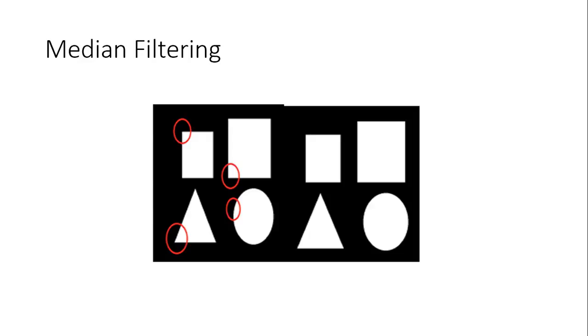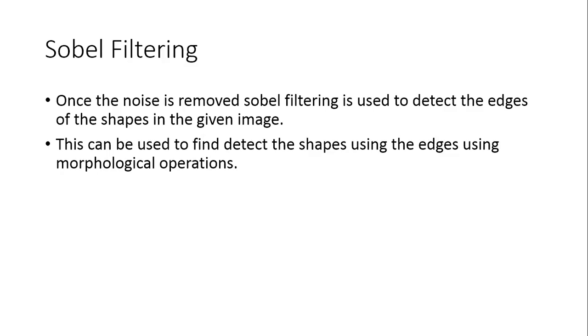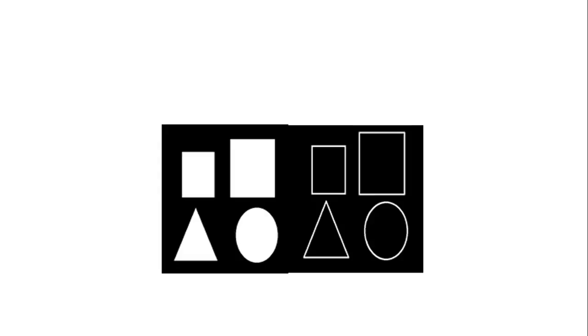In the image, these are the locations. The regions highlighted are the locations where you have salt and pepper noise, and that has been removed using median filtering. Once that is done, edge detection to detect the edges of the shapes is done using Sobel filtering. Sobel filtering is used to find the edges, and in this image you could see the edges being detected using Sobel filtering.